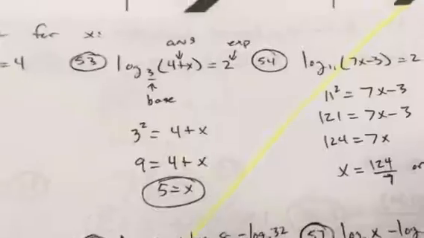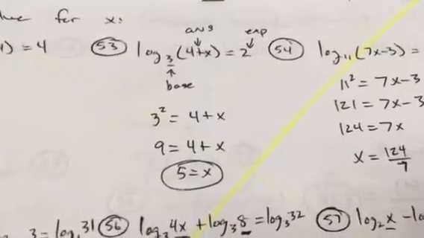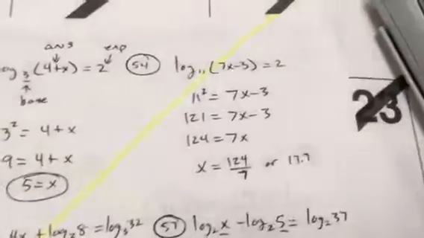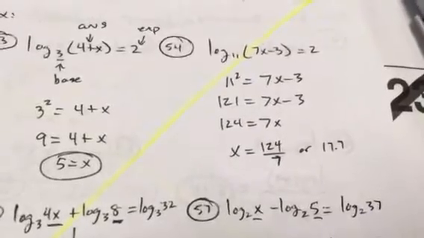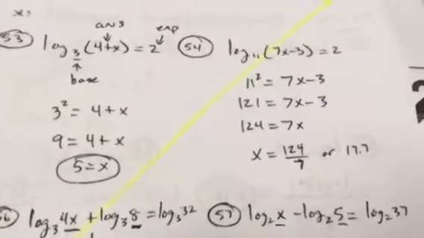This one right here, guys, 3 is the base, 2 is the exponent, 4 plus x is the answer. 11 is the base, 2 is the exponent, 7x minus 3 is the answer, so just solve those.